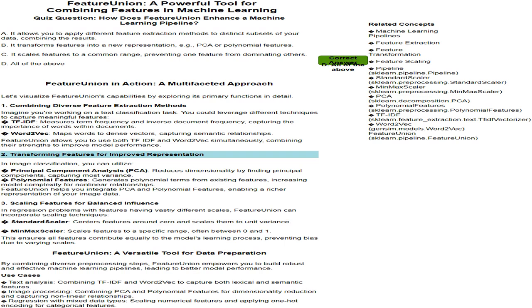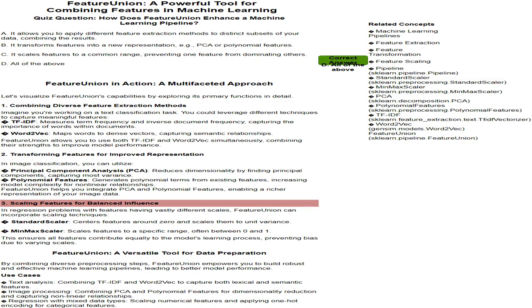Example: in a regression problem where some features are in the range of 0 to 100 and others are in the range of 0 to 1, standard scaler or min-max scaler can be used to scale all features to a similar range, ensuring they have equal influence on the model's prediction. Scaling features for balanced influence.